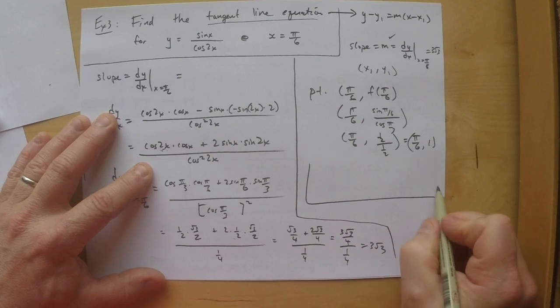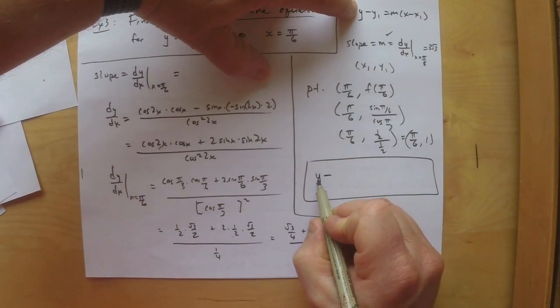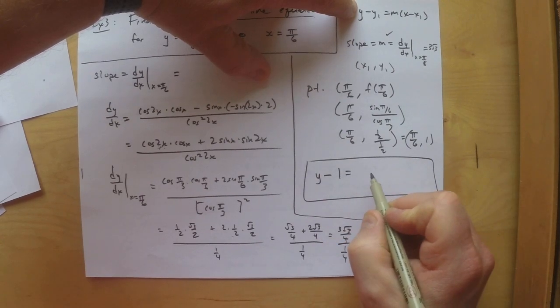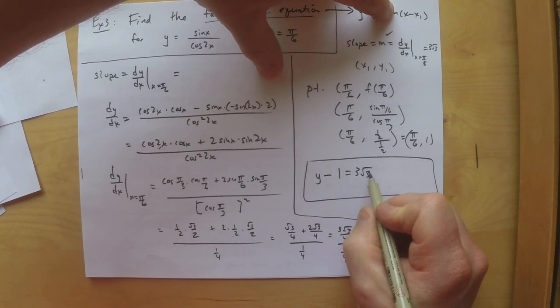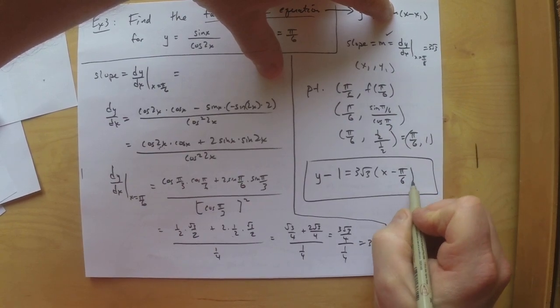So now finally, here's my final stage. My tangent line must be y minus 1 equals the slope 3 root 3, which we worked out earlier, times x minus pi over 6, because that's the x value.